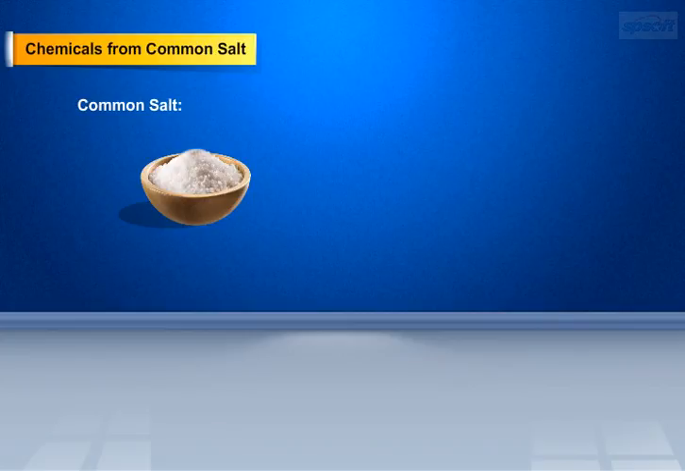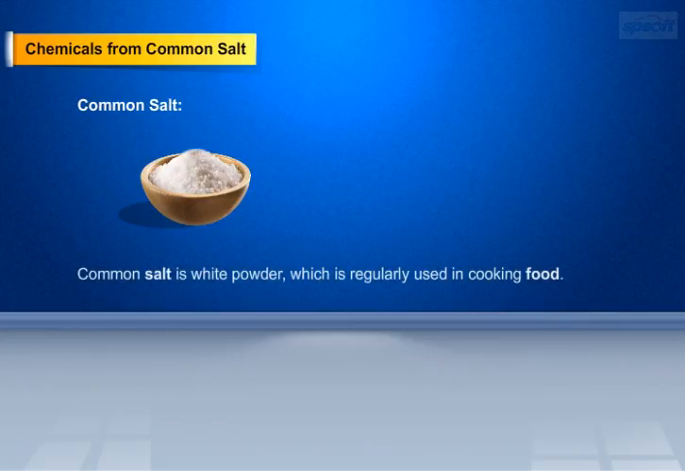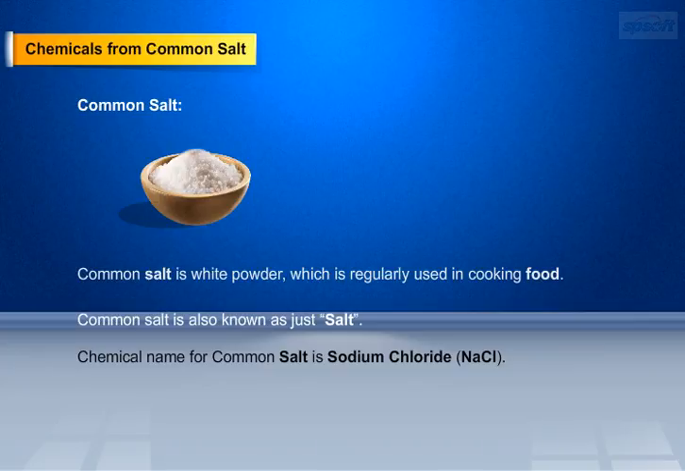Common salt is a white powder, which is regularly used in cooking food. Common salt is also known as just salt. The chemical name for common salt is sodium chloride, that is, NaCl. Common salt is a neutral salt.